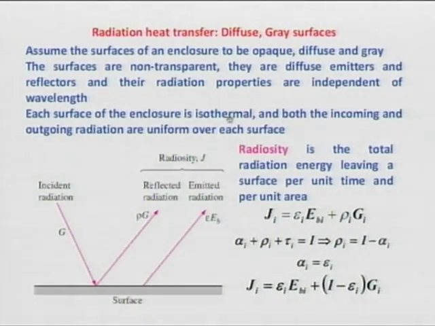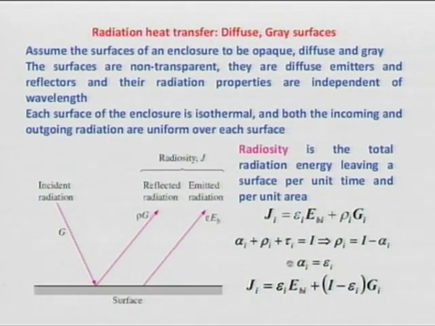Each surface of the enclosure is isothermal. Both incoming and outgoing radiation are uniform. So, life has been made so simple for us. Now, radiosity, of course, again the definition is emission plus the reflected component of incident irradiation. So, for a surface i, epsilon i Ebi represents the emissive power, that is the heat flux coming out of that surface by virtue of its finite temperature. The epsilon represents that it is a gray surface, plus reflectivity times the incident radiation or irradiation Gi, that fraction, plus this one is Ji.